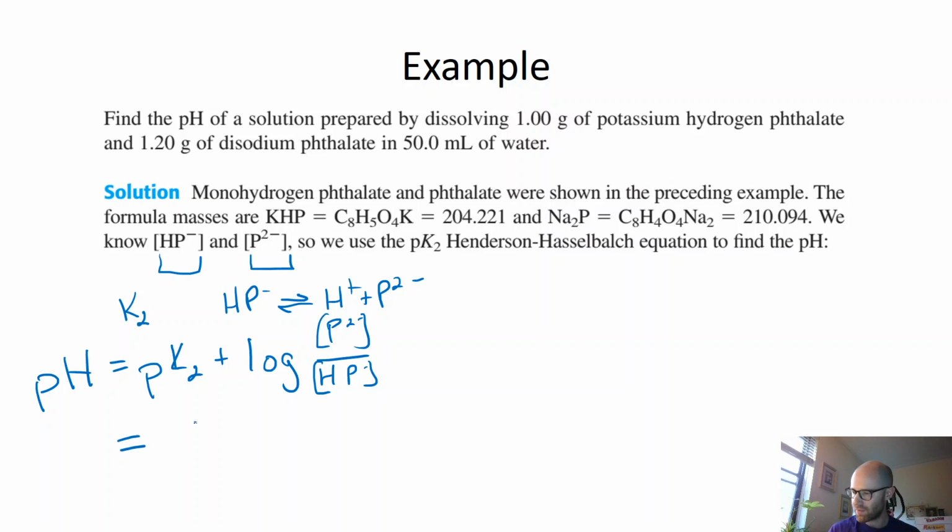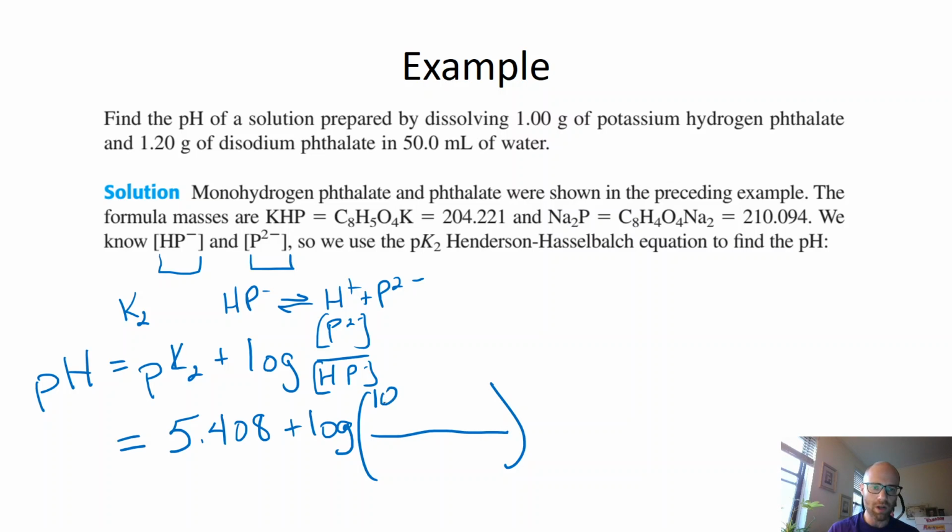So plugging in some actual values for this, we have 5.408 from a couple slides ago, plus log, and I'm not even going to try and calculate the moles. I'm just going to write the big fraction here and let my calculator do the work. And this should be 1.00 grams divided by, what was it, 210.094. I know that we're using the full molar mass of the sodium compound, but that's because we're using the mass of the full sodium-containing compound. We usually ignore the counterions, but in terms of mass, they can't be ignored.